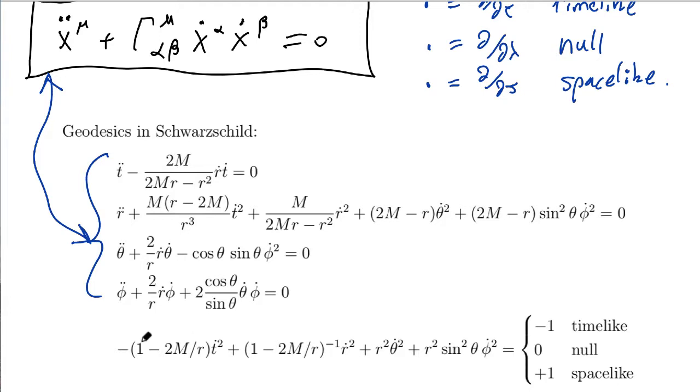And also remember that there's a normalization condition. The normalization condition says ẋ^μ g_{μν} ẋ^ν equals plus or minus 1 or 0, depending on whether we're talking about the time-like, space-like, or null case. So that's just the inner product of ẋ with itself, and for Schwarzschild, here it is written out explicitly for the three cases, time-like, null, and space-like.